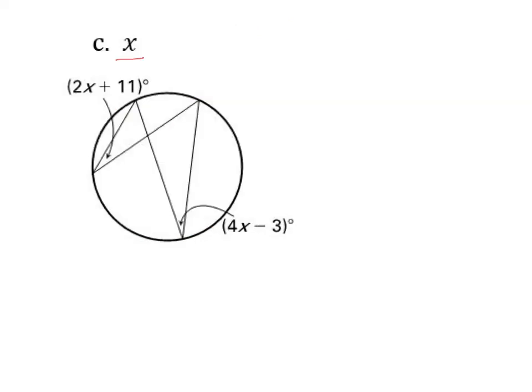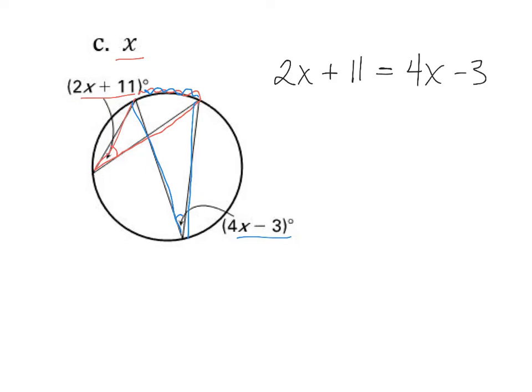For this third example, I'm just looking to solve for x. So it looks like this expression is pointing at this inscribed angle, 2x plus 11, and the 4x minus 3 is pointing at this inscribed angle. Well, it looks like both of these are opening up to the same intercepted arc. So I know right away that they're inscribed angles and their measurement is going to be equal. So I can set up my equation, then you can go through and solve for x. So in this case, x is 7.